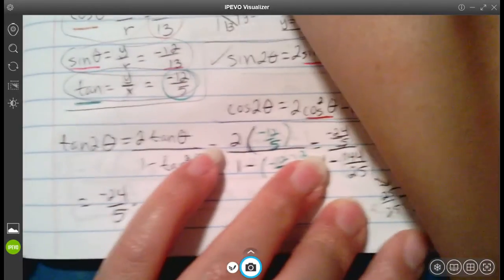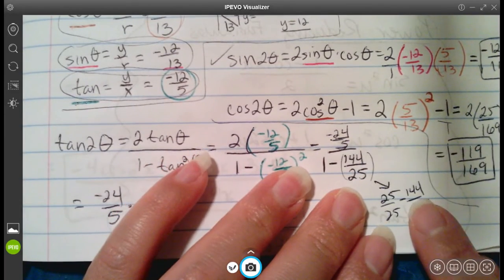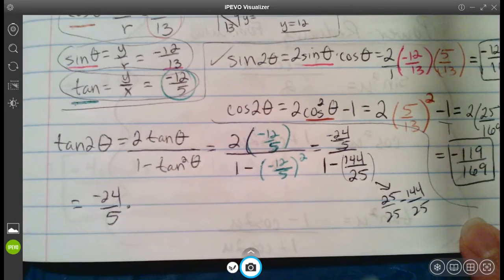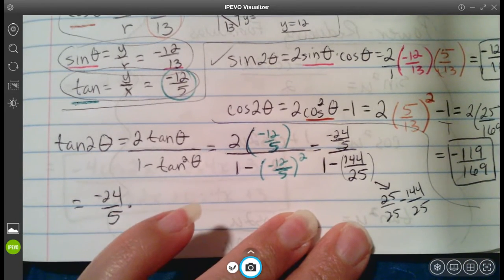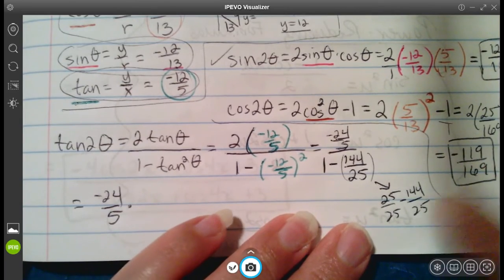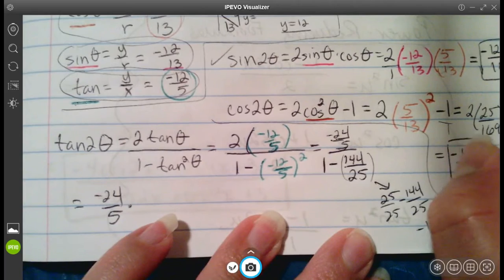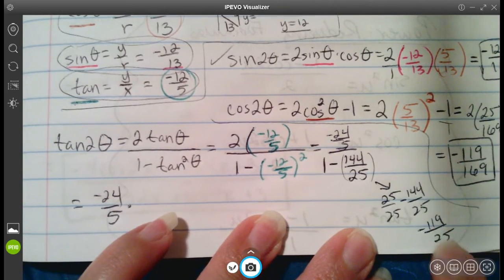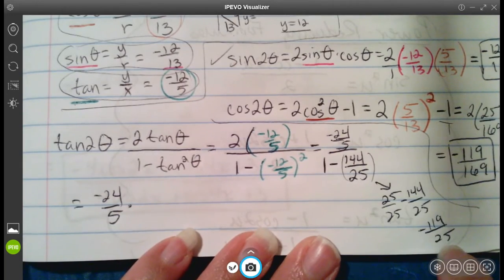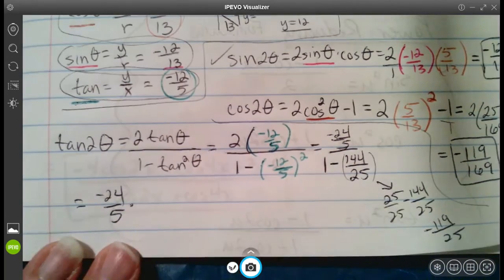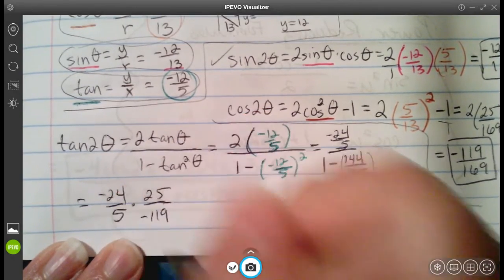Which would give us negative 119, I believe. Yes, I believe that's what I got. Negative 119. So this would be negative 119 over 25. Lots of side work for this one. And we're going to flip this fraction because we're doing the keep flip change over here. So we're thinking 25 over negative 119.